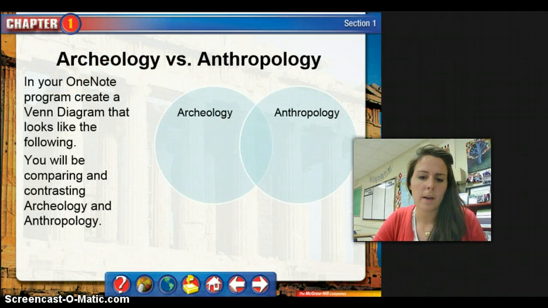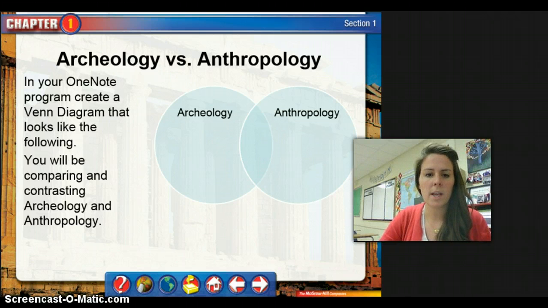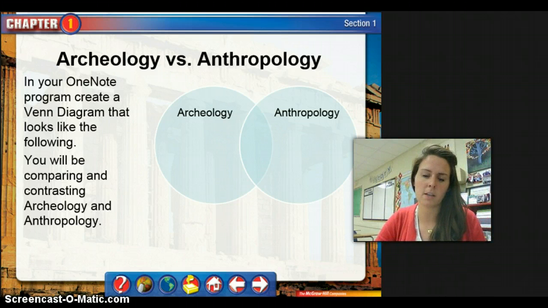Now what you're going to do, I'm going to give you a second, and I want you to create a Venn diagram that breaks down the difference between anthropology and archaeology. So in your OneNote, go ahead and create a Venn diagram that looks like the one displayed on the screen right now. Now with a partner, I want you to take about 3 minutes. This video is going to be paused, and each of you come up with a list of things that are different and things that they have in common with archaeology and anthropology.